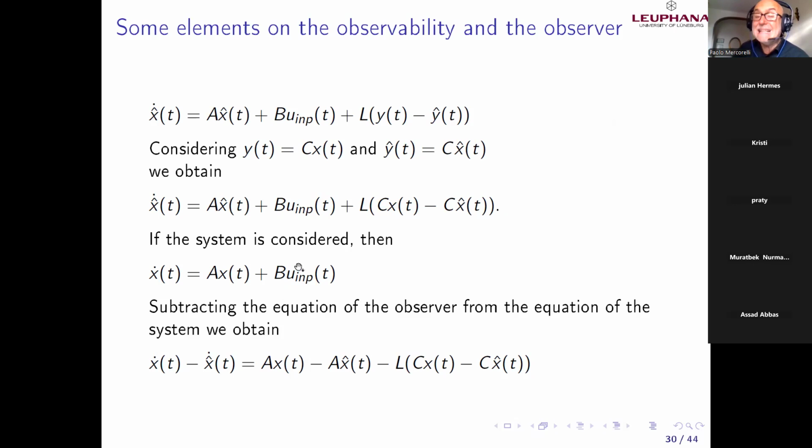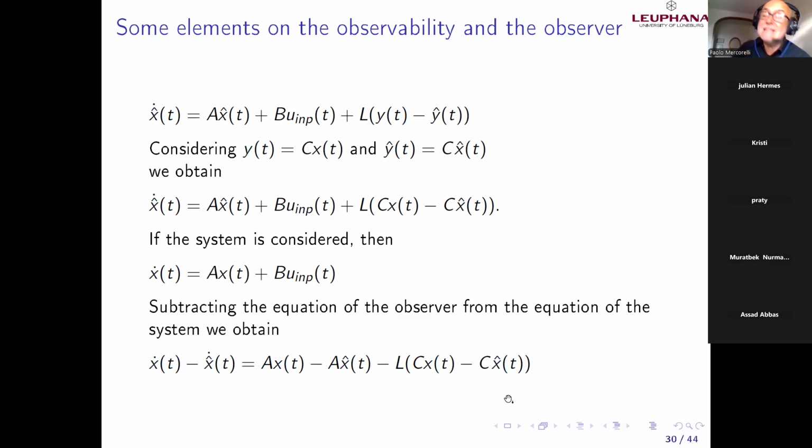If I consider now the real system, which again, I assume that I know perfectly, and I subtract the equation of the observer from the equation of the system, we obtain this one. It's easy to see. If I do this equation minus this equation, I will have this. It's clear. Then, if I put in evidence A here, we have A times the parenthesis x minus x hat. If I put in evidence C here, we have L C times the parenthesis x minus x hat.